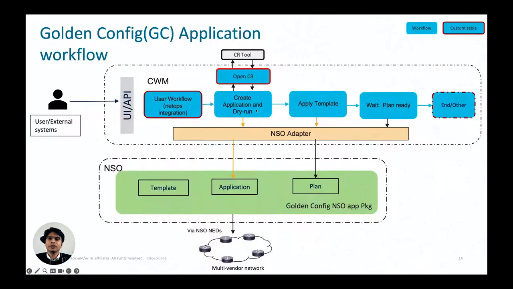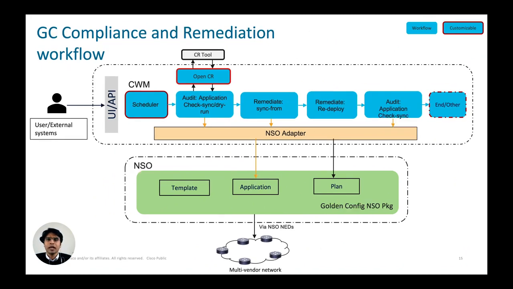Next we have golden config with Crosswork Workflow Manager. So CWM sits on top of NSO and provides another level of automation and abstraction. So something like a router can be onboarded, image management can be done, and then config can be pushed or deleted using the golden config template. So the golden config application can be created or deleted from the workflow.